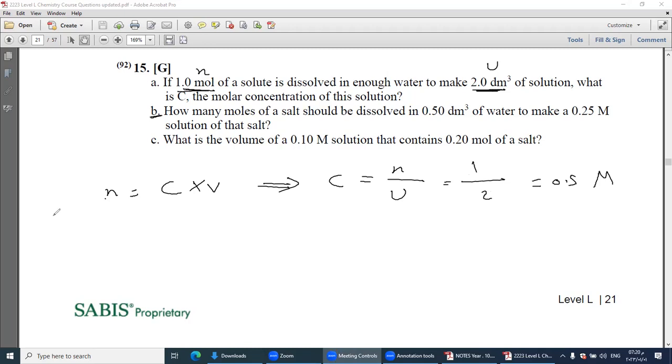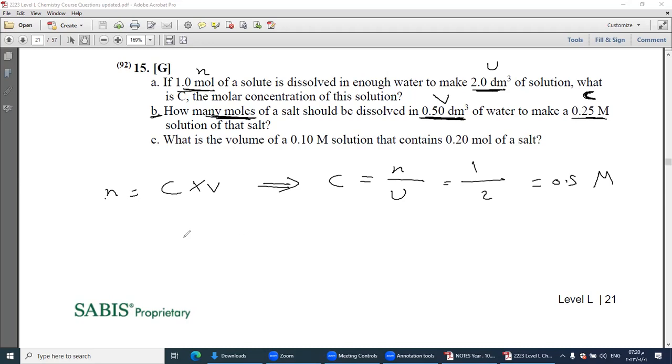How many moles of salt should be dissolved in 0.50 decimeter cubed of water to make a 0.25 molar solution of that salt? Okay, Yahya, 0.5 decimeter cubed, this means I have what? Volume. 0.25 molar, so I have what? Concentration. Okay, what does it ask here? How many what?